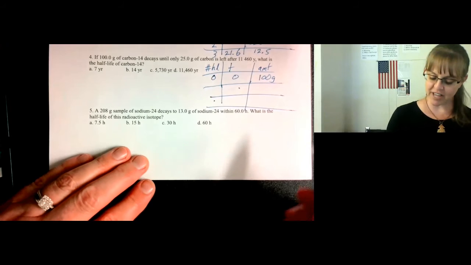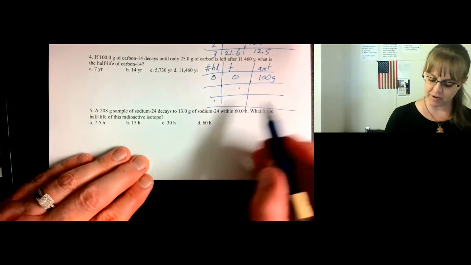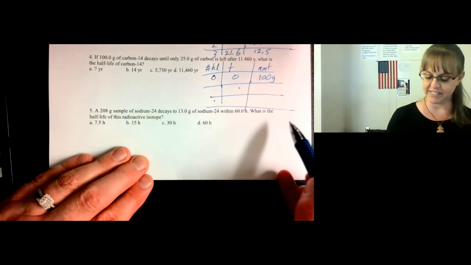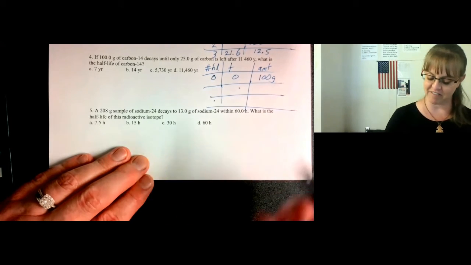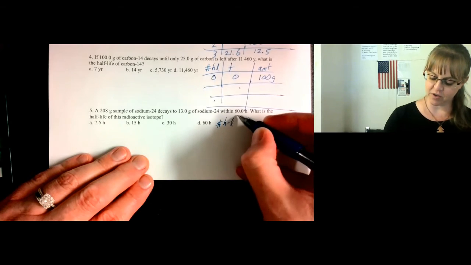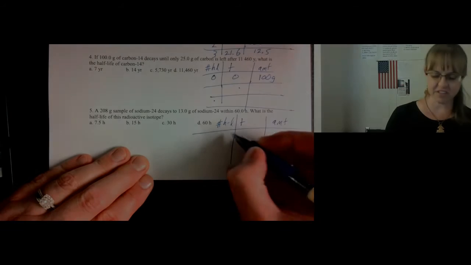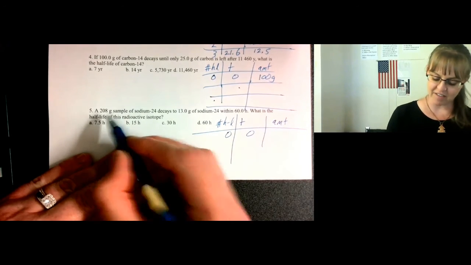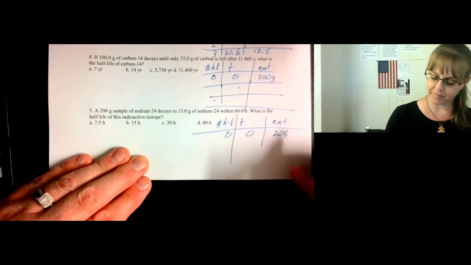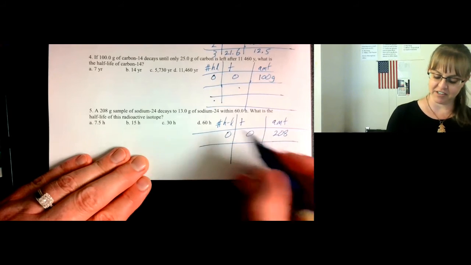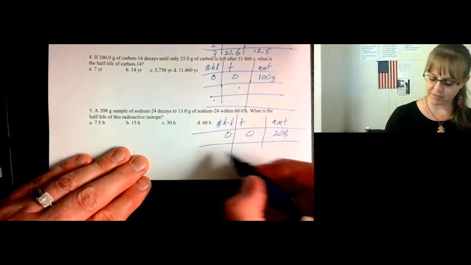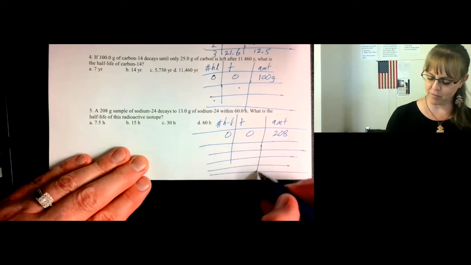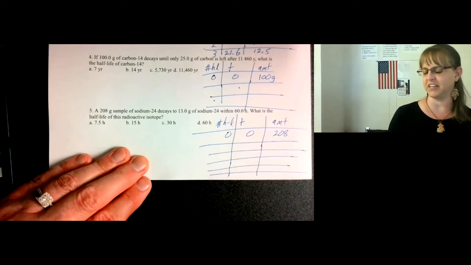Number 5, a 208-gram sample of sodium-24 decays to 13 grams of sodium-24 within 60 hours. What is the half-life? What is 1 half-life? Pause your video and figure this out. What do you start with? 0 half-life, 0 time, and all of your sample. We have a 208-gram sample. Half it until you get down to 13 grams. It'll actually take quite a few rows. I'm not sure how many exactly, so just fill it in until you get there.